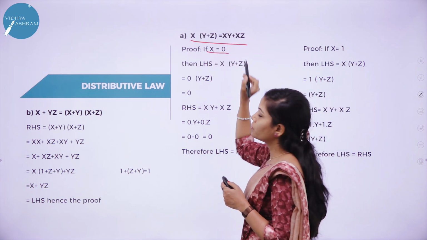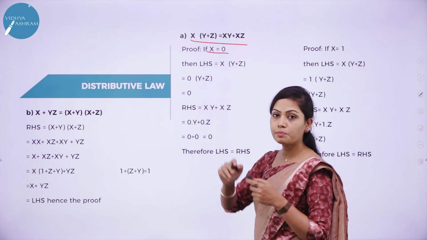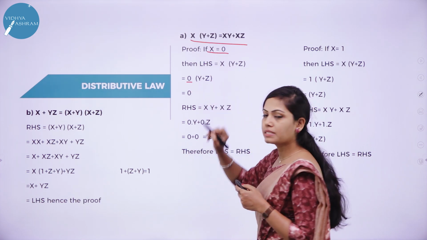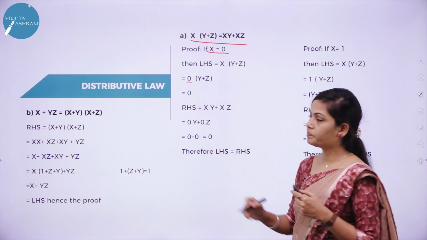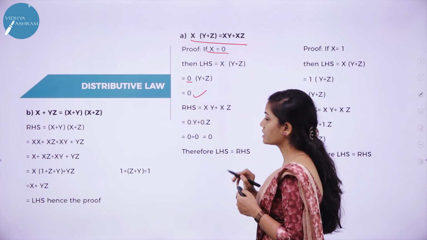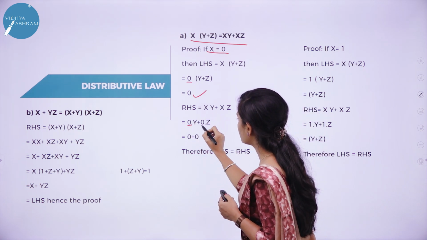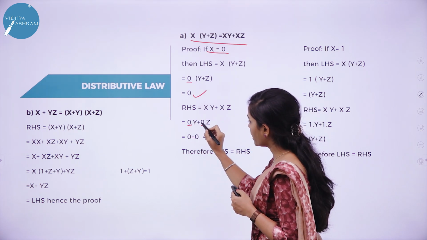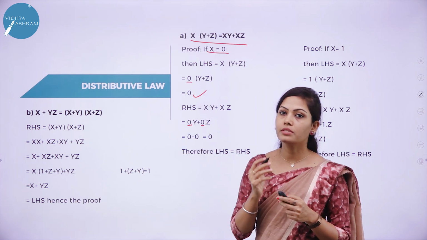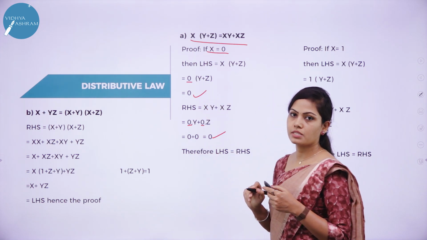Put x is equal to 0. LHS is equal to x into (y plus z). Substitute the value of x is equal to 0: 0 into (y plus z) is equal to 0. And RHS is equal to xy plus xz. Substitute x is equal to 0 here: 0 into y is 0, 0 into z is 0. So, 0 plus 0 is equal to 0. So, LHS is equal to RHS.